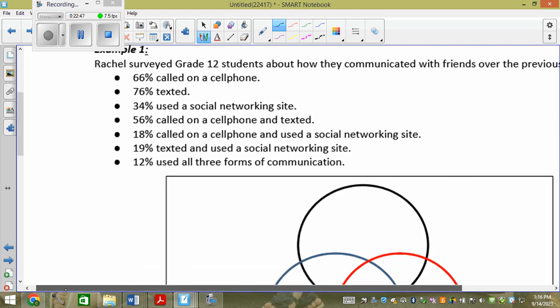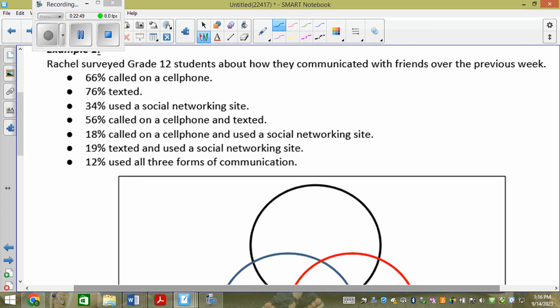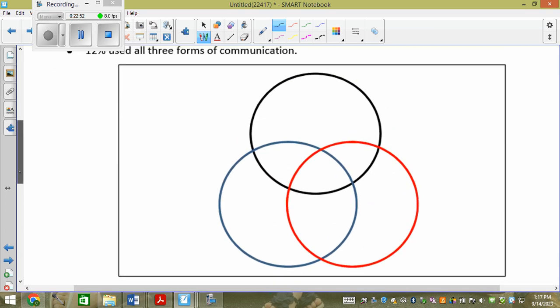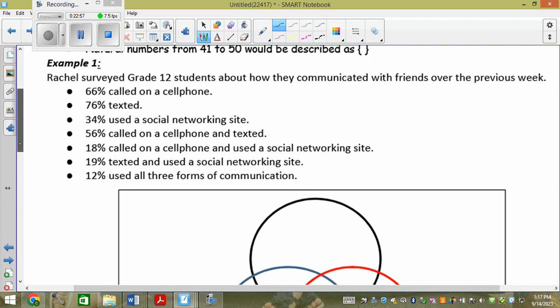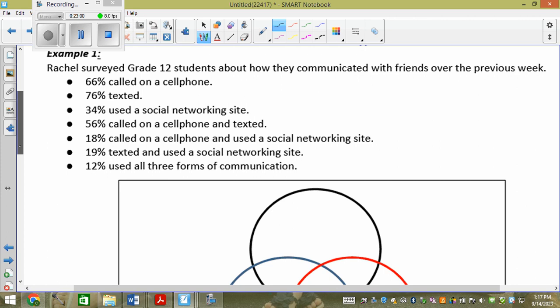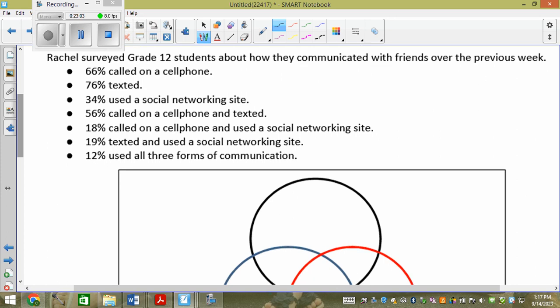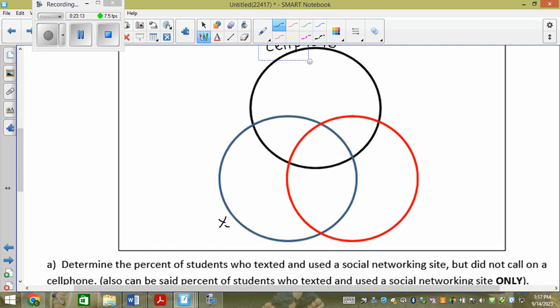Let's look here. I gave you information. I gave you a 3-circle Venn diagram. What do you suppose I'm going to want you to do? Don't all answer at once. Fill it in. I'm going to label them so we all go with the same thing. So I'm going to label this one cell phone, this one texting, and social networking. Try and fill it in.